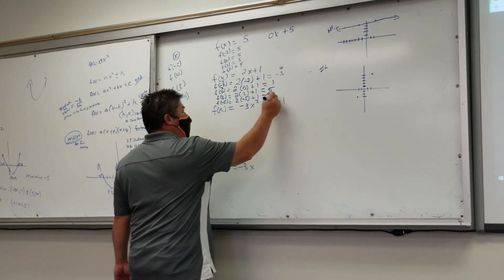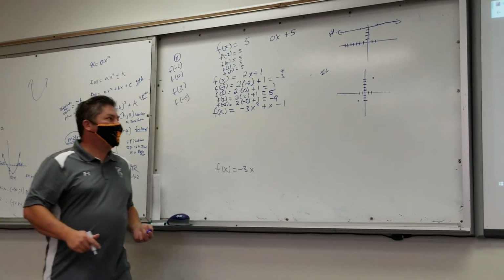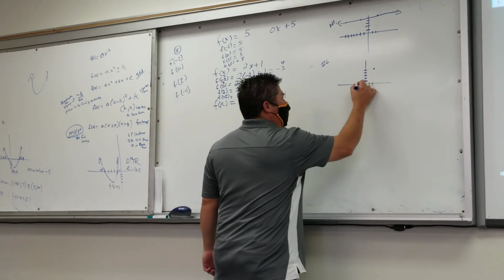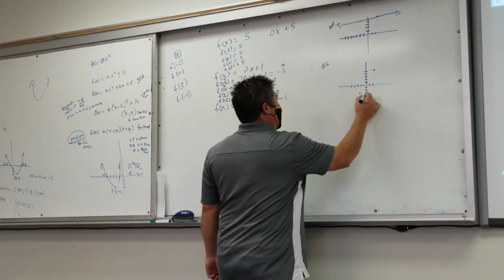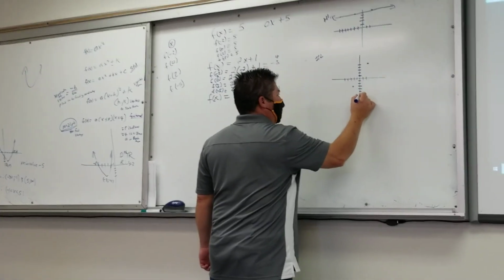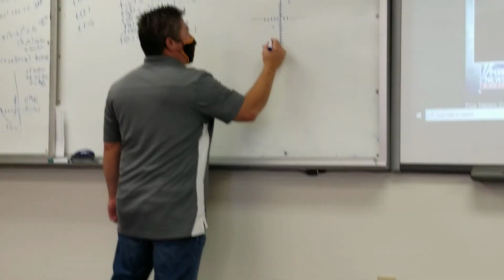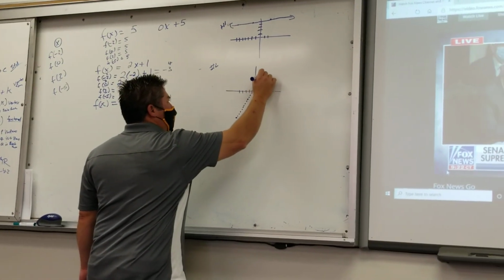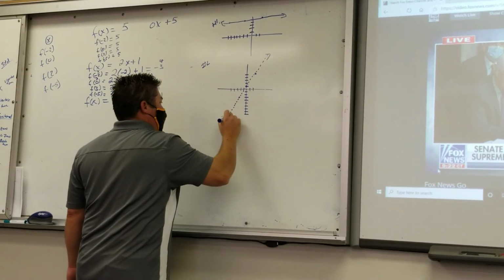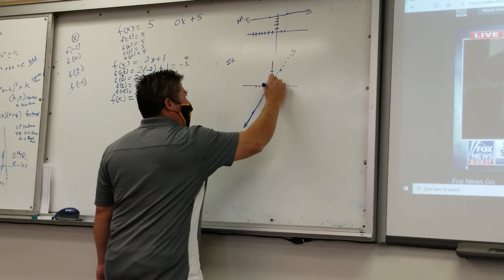What's the x value? -5. What's the y value? So I'm going to go to -5, 1, 2, 3, 4, 5, and then I'm going to go down 9: 1, 2, 3, 4, 5, 6, 7, 8, 9. You can tell that these actually line up perfectly in a diagonal line.